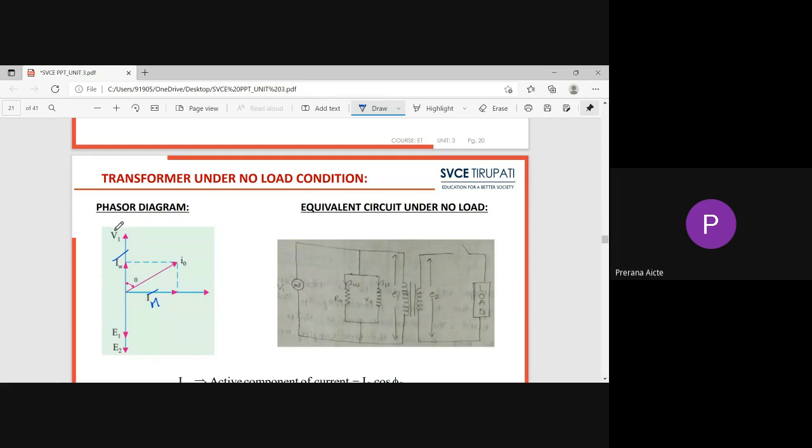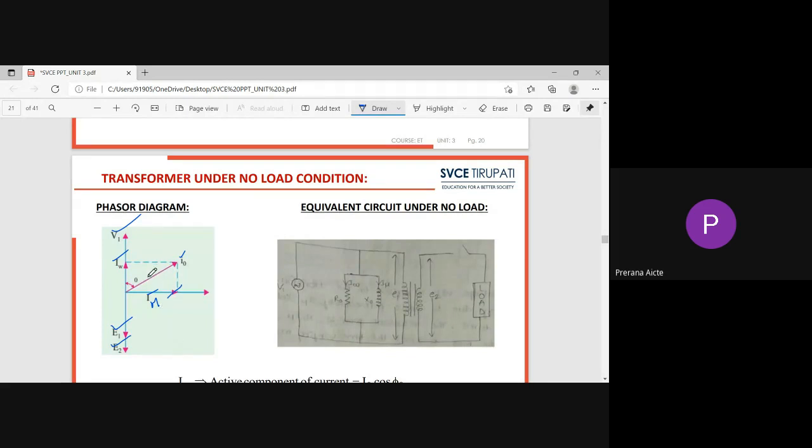So when V1 is given to the practical transformer, an I naught current is drawn from the supply mains. That I naught current is resolved into two components. One is IMU component, another one is IW component. What is the purpose of IMU component? To sustain the flux in the transformer core. Because of that flux, our required EMFs are produced, that is E1 voltage and E2 voltage.